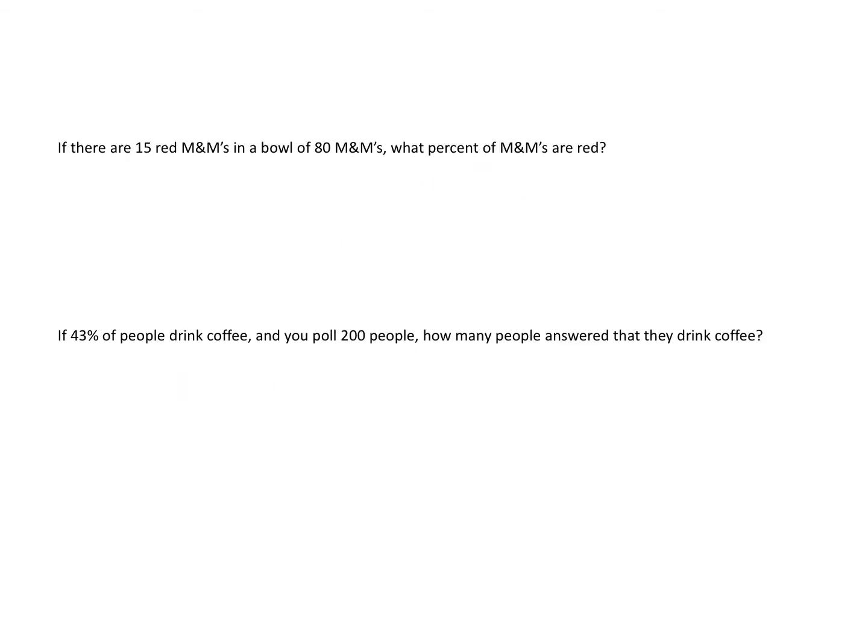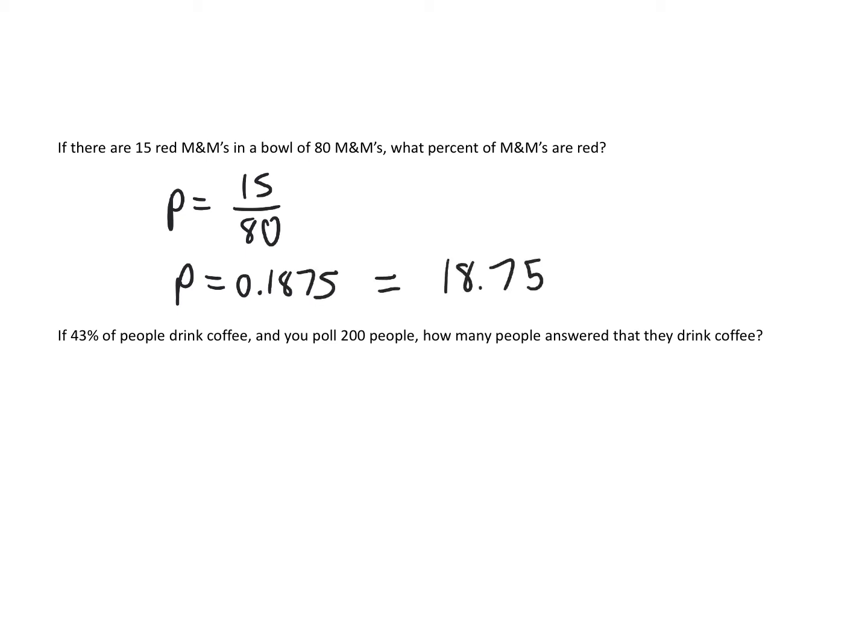In this example, we have 15 red M&Ms in a bowl of 80 M&Ms. What percentage is red? Well, the percent will just be 15 divided by 80. So P equals 0.1875. Times it by 100% to get 18.75%.